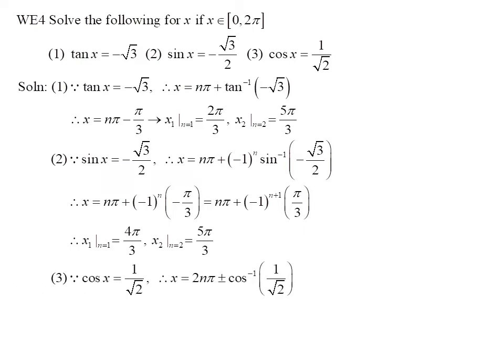As for the last equation, since cosine x equals 1 over square root 2, after applying and simplifying the general solution of cosine function, x equals 2n pi plus or minus pi over 4. Hence, x equals pi over 4 when n equals 0. X equals 7 pi over 4 when n equals 1.